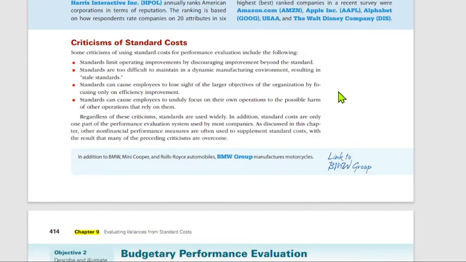Nakafocus na lang doon sa pagtitipid, pag-achieve na tong mga standards as performance goals ng bawat employee rather than creating value, customer value, giving better quality for the goods and services, and among others. Standards can cause employees to unduly focus on their own operations to the possible harm of other operations that rely on them. Because the mindset is that ang bawat unit or department ng organization ay i-measure based on whether it operates within or beyond the standards.